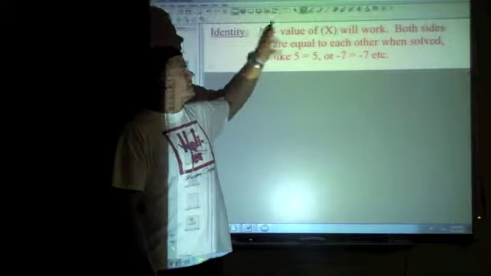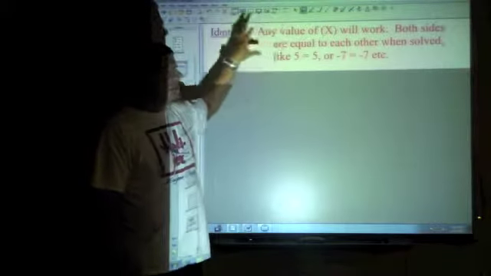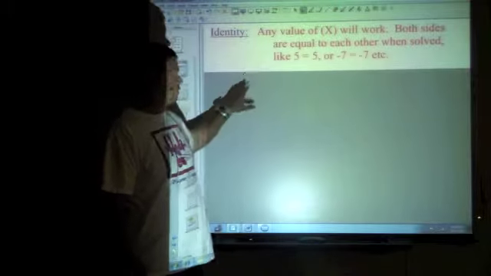So an identity is any time one side is equal to the other, and they look exactly the same. That means that any number works. There isn't just one answer, there's a ton of answers.